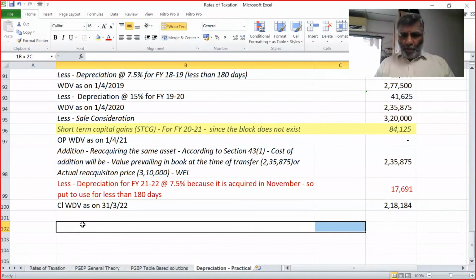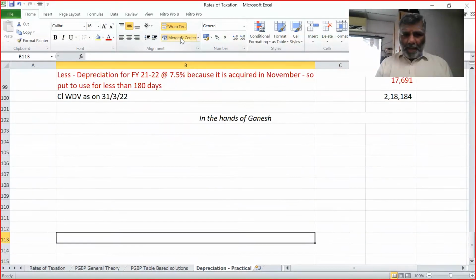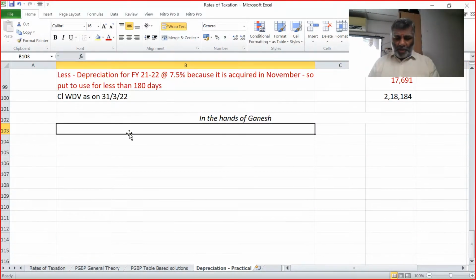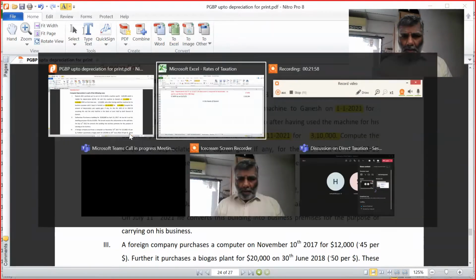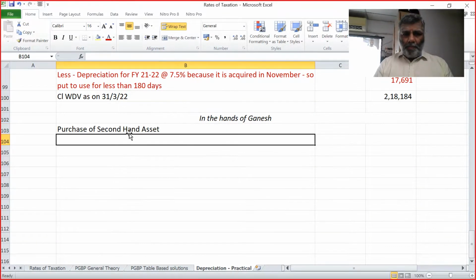Now I am going to the other assessee. In the hands of Ganesh, how the provision operates. Purchase of second hand asset.